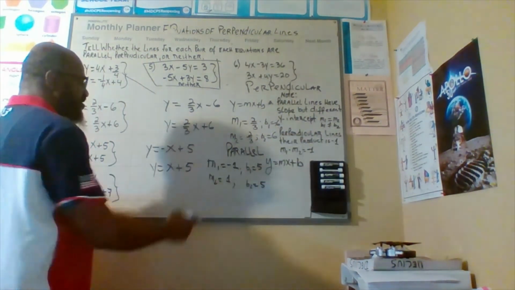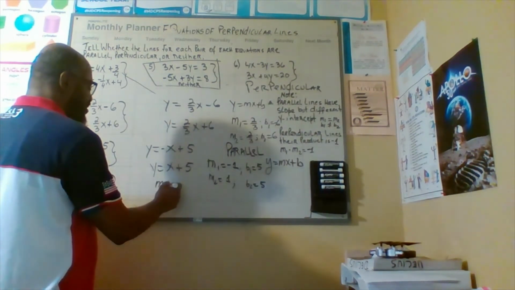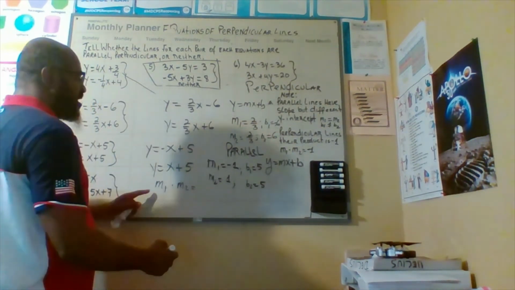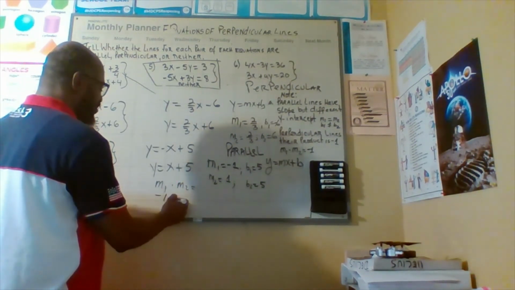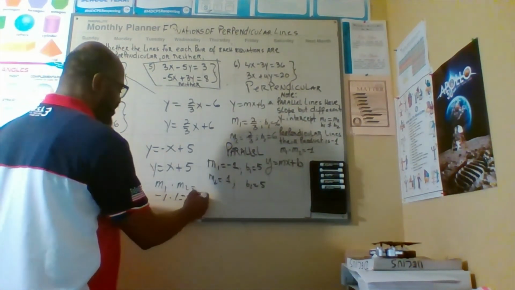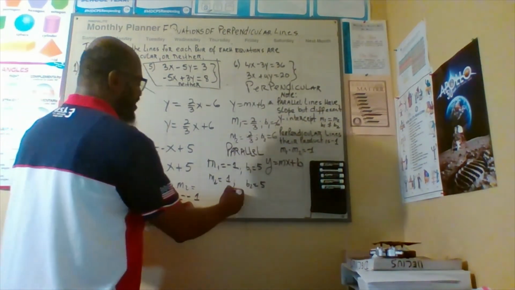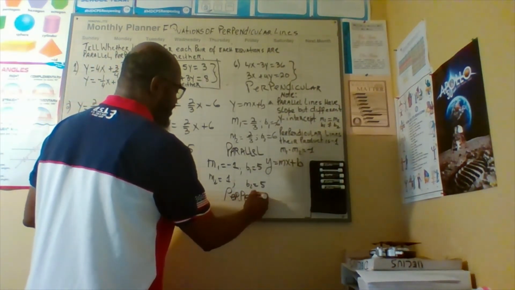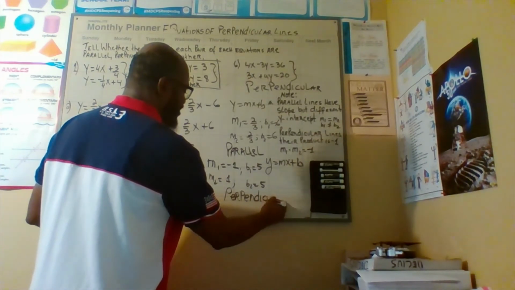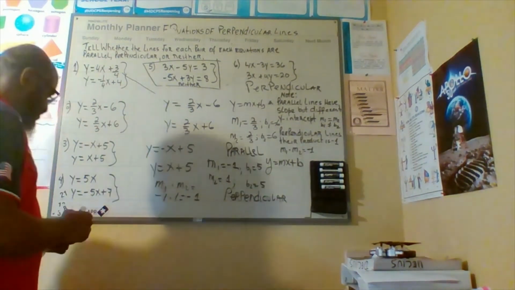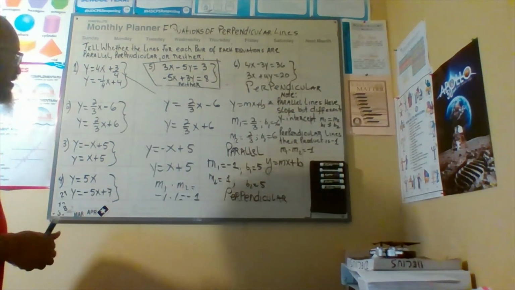However, if I take M1 times M2, I want to know what the outcome is going to be. M1 is negative 1 times M2, which is 1. Negative 1 times 1 is negative 1. In this case, they are perpendicular. The product of the slopes is equal to negative 1. They are perpendicular, opposite reciprocal. All right. So let's do another one.